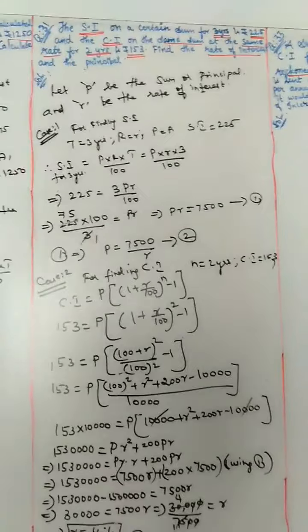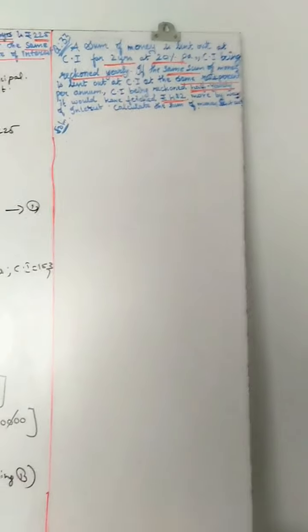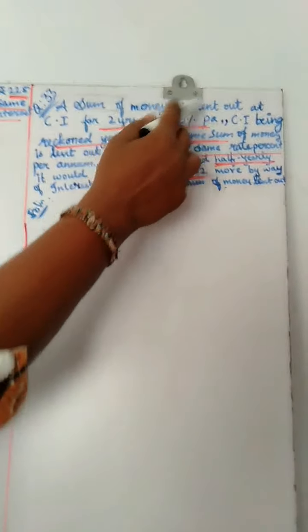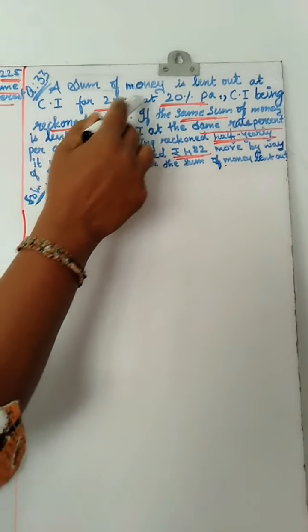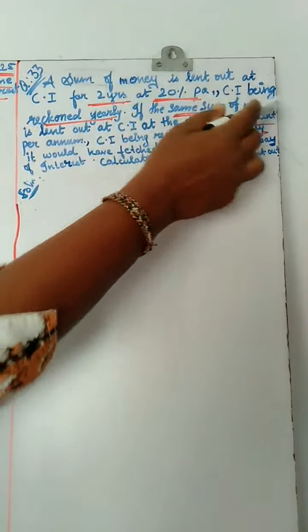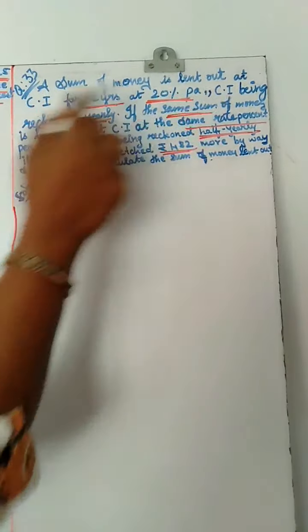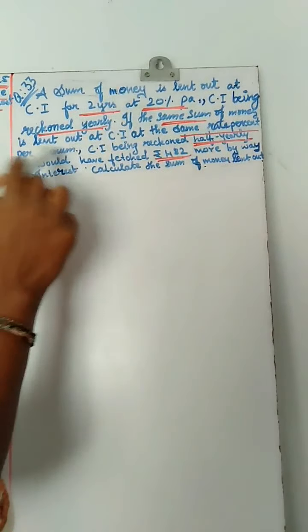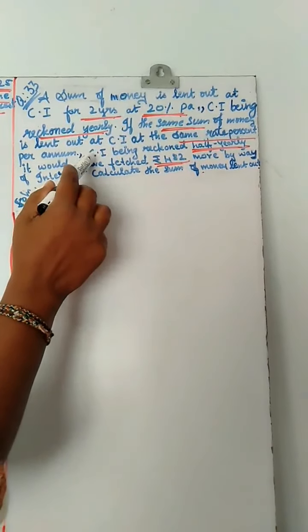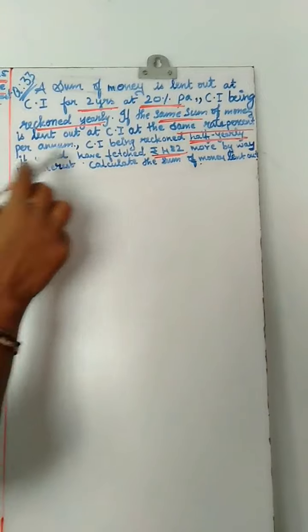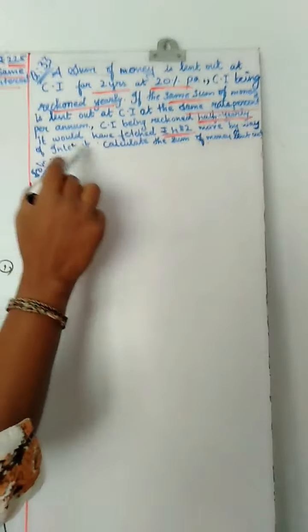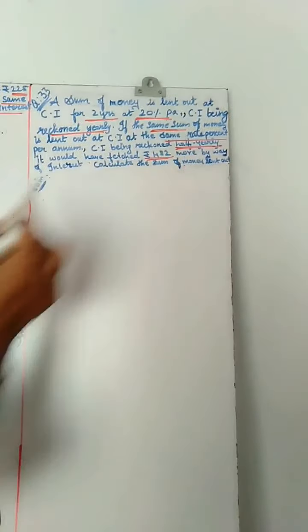Okay. Next, finally we go to sum number 33. The question here is: a sum of money is lent out at compound interest for 2 years at 20% per annum, CI being reckoned yearly. If the same sum of money is lent out at compound interest at the same rate percent per annum, that is CI being reckoned half yearly, it would have fetched rupees 482 more by way of interest. Calculate the sum of money lent out.